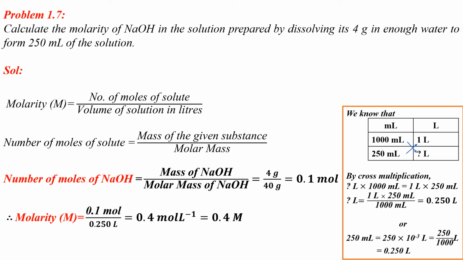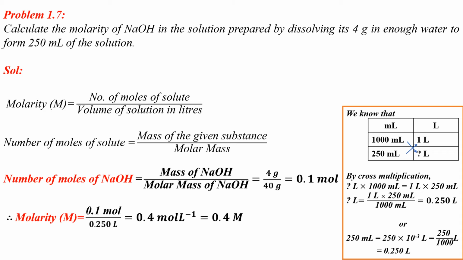You know the mass of sodium is 23 grams plus mass of oxygen is 16 grams plus mass of hydrogen is 1 gram. So if you total it, you get a value of 40 grams. That would be the molar mass of sodium hydroxide. Now the mass of sodium hydroxide which is given is 4 grams. If you substitute these values in the formula, you get 0.1 mole as the answer.